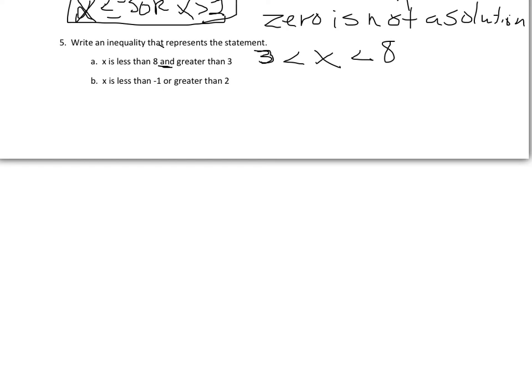Now this next one, we have x is less than -1 or greater than 2. Now when you have an or statement, you literally have the word or in the middle. So we have two inequalities connected by that or. So we'd have x is less than -1 or x is greater than 2, and there would be your compound inequality.